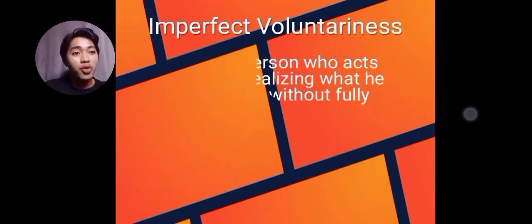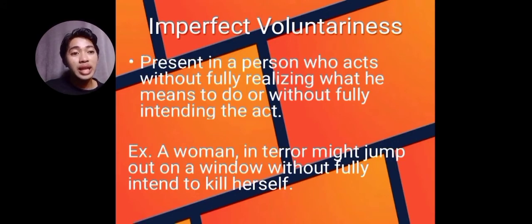Next is imperfect voluntariness. Present in a person who acts without fully realizing that he means to do it, without fully intending the act. So, katong mga actions nga iyang ginabuhat nga wala siya na aware nga pwede diay mao ni ang result, or mga actions nga iyang gibuhat nga he is unaware of what he is doing. Example is a woman in terror, tungod sa kahadlok, she might jump out of a window without full intent to kill herself. So, wala siya nag-commit og suicide, but it's because of her fear nga nabuhat niya to jump out of a window. Nabuhat niya og kabuhat siya nga murag nahulog nga murag siya naka-suicide, but it's not her intention to commit suicide. It's because of her fear. So, it's an imperfect voluntariness.